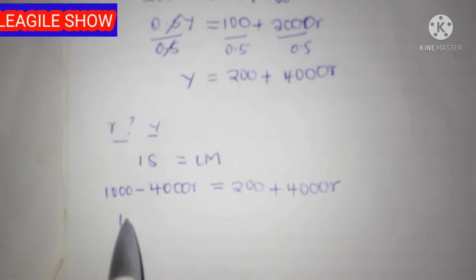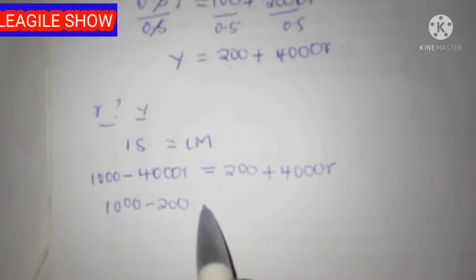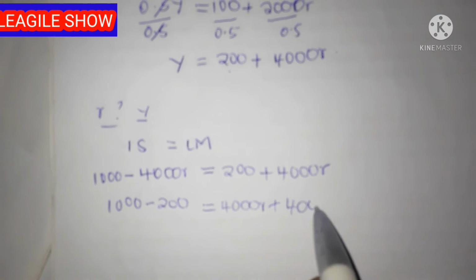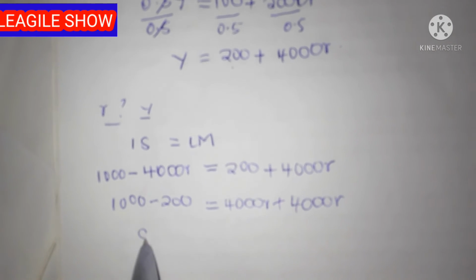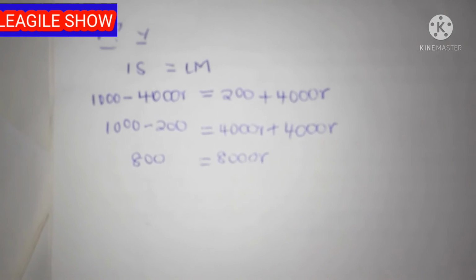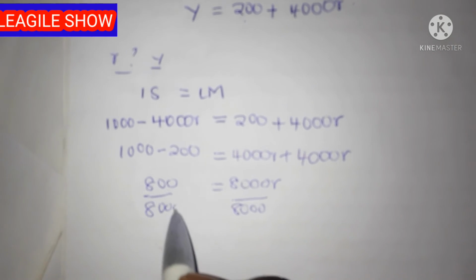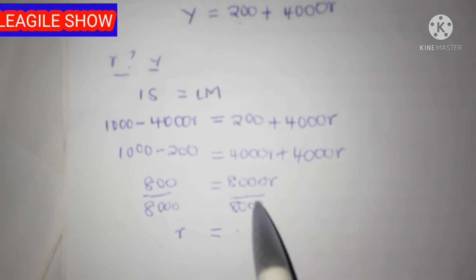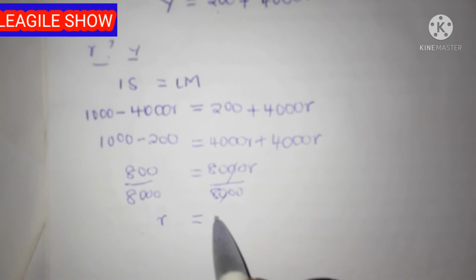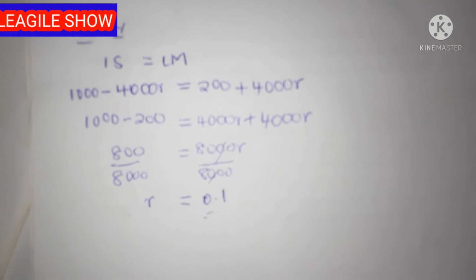So by collecting like terms, you're going to have 1000 minus 200 is equal to 4000r plus 4000r. So here you're going to have 800 is equal to 8000r. Now by dividing both sides by 8000, we are going to find the value of r to be, remember, if you divide this keenly using your calculator, you are going to get 0.1 as our interest rate.